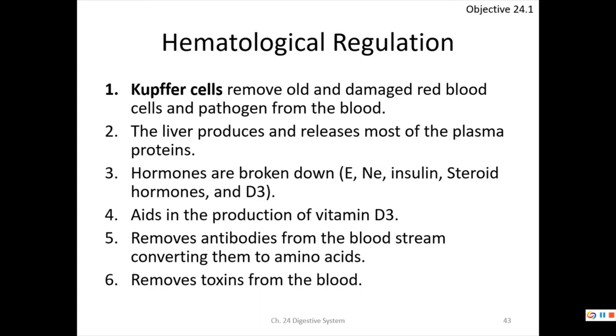Now, hormones are broken down here also. For example, epinephrine, norepinephrine, insulin, and even some other things like vitamin D3 are broken down here. Not only is it broken down and removed here, but the liver also aids in the production. It is part of the D3 production process to make vitamin D, cholecalciferol, ultimately going on to be produced into calcitriol. Then it also helps us remove antibodies and can turn those antibodies into amino acids, using them for other things. And again, hematologically, we're also removing toxins from the blood, things that don't need to be there. So there's always this kind of repetition here. Now, secretion of bile is made from cholesterol.